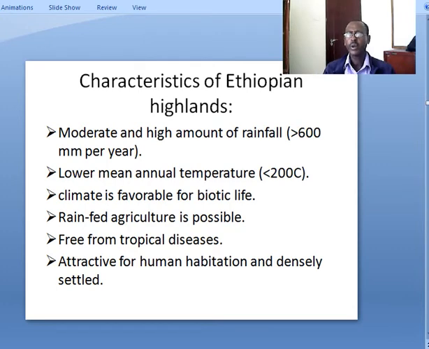favorable for biotic life, and also rain-fed agriculture is possible. And when it comes to the Ethiopian Highlands, it is free from tropical diseases like malaria, and it's also attractive for human habitation, and the area is densely populated because it is favorable for human habitat.